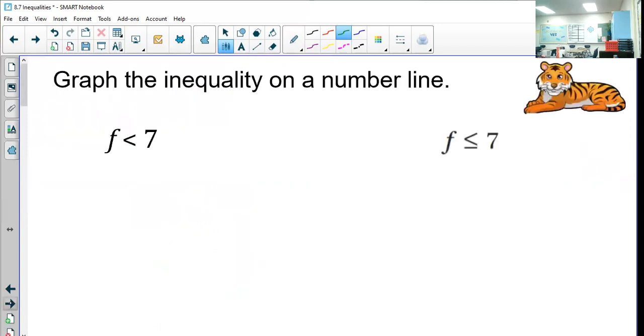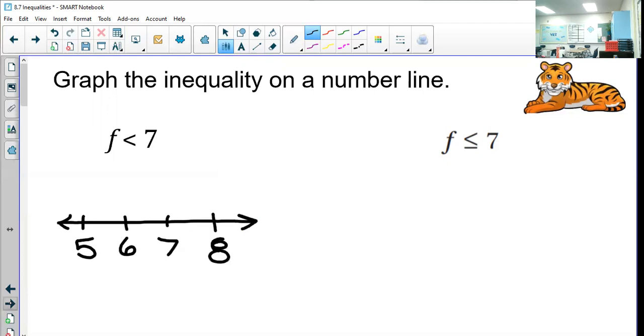Okay? Now, the next thing we're going to do is graph on a number line. The first one we have is f is less than 7. So, here's what you're going to do. You're going to draw a number line. And I'm going to graph the number 7. So I'm just going to start with 5, 6, 7, 8. I have my 7 right in the middle.